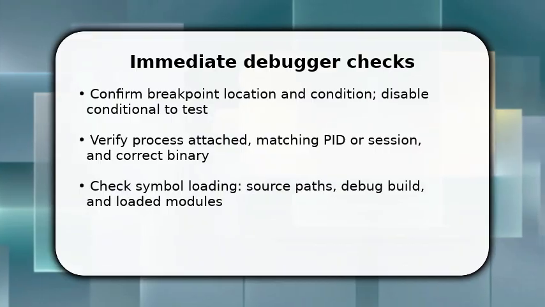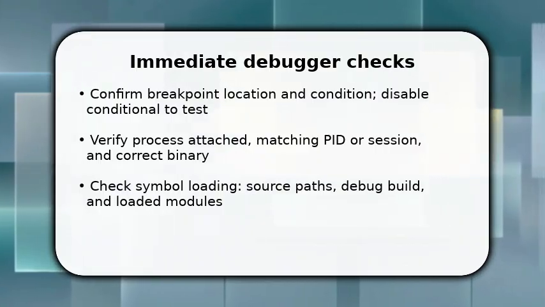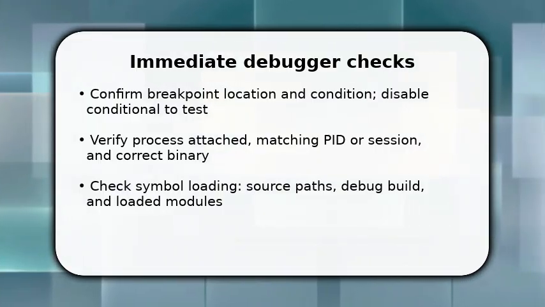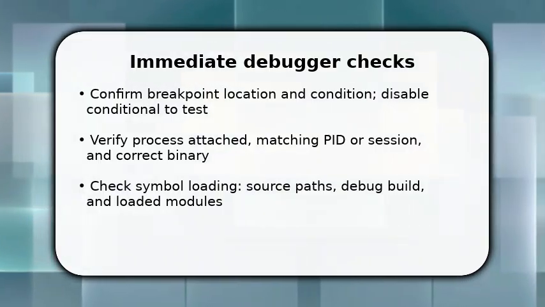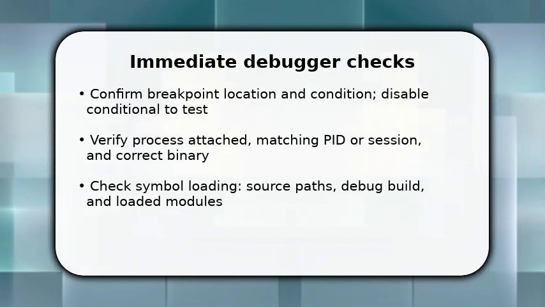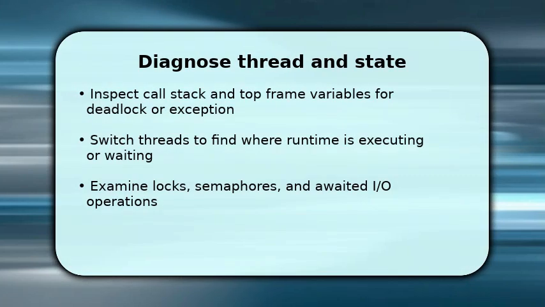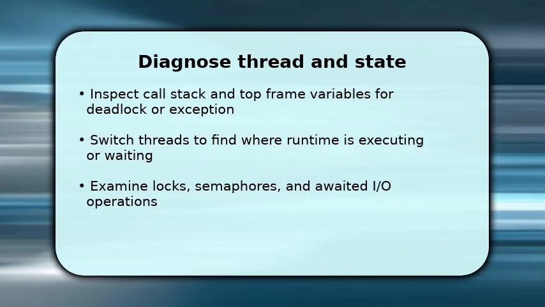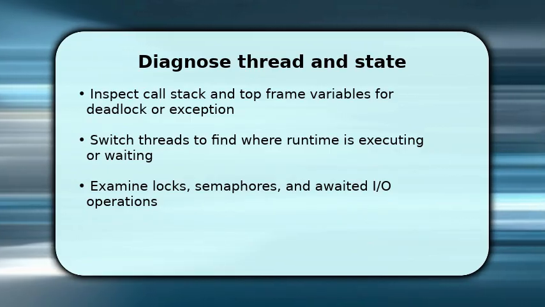Once these basics are validated, proceed to inspect thread and call stack state to see why execution stayed paused. Now dive into the program state. Read the call stack and top frame variables to detect exceptions, infinite loops, or blocking calls. If the UI says paused but the app is running, switch threads to locate the executing thread. Debuggers often stop one thread while another continues.